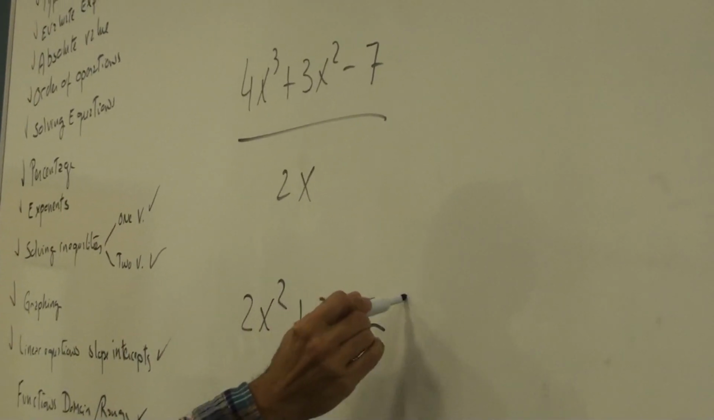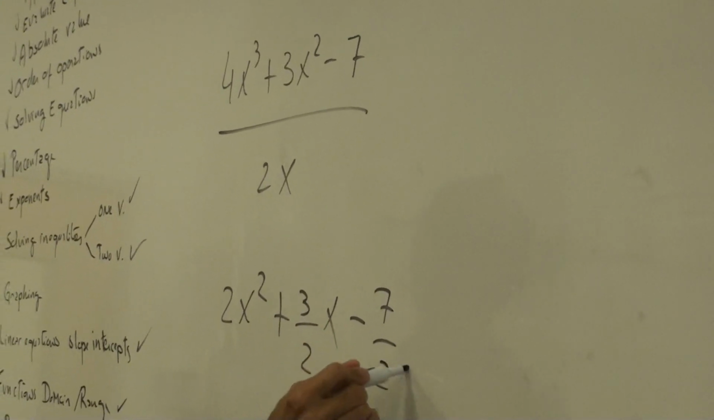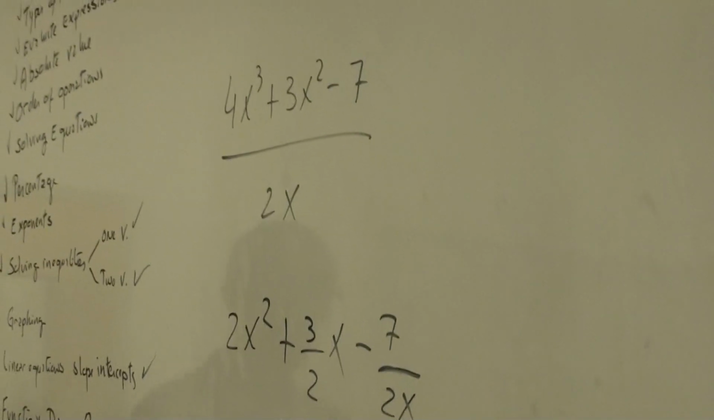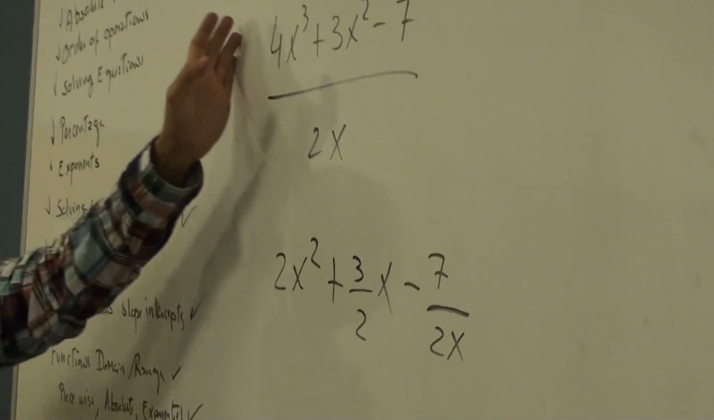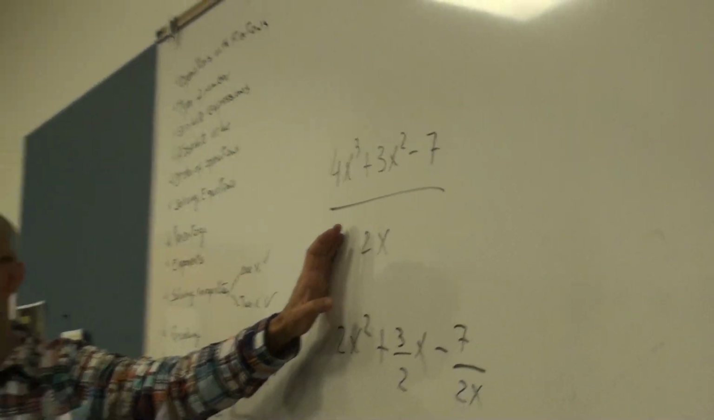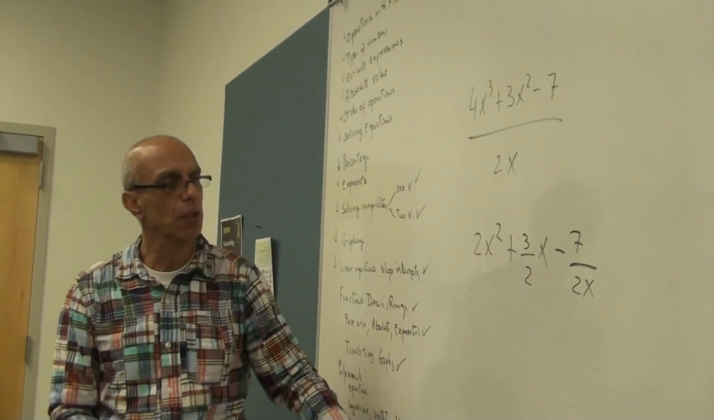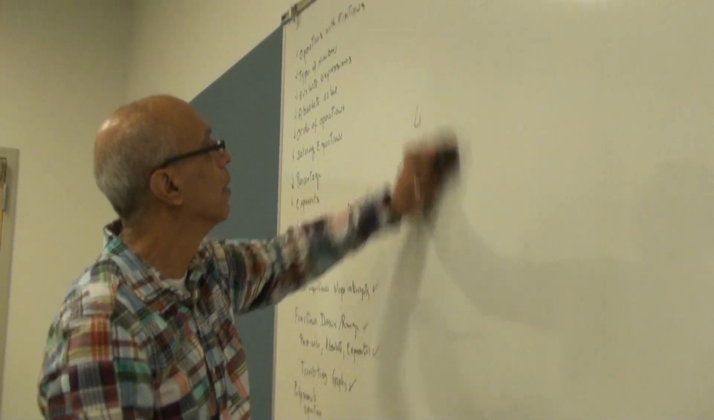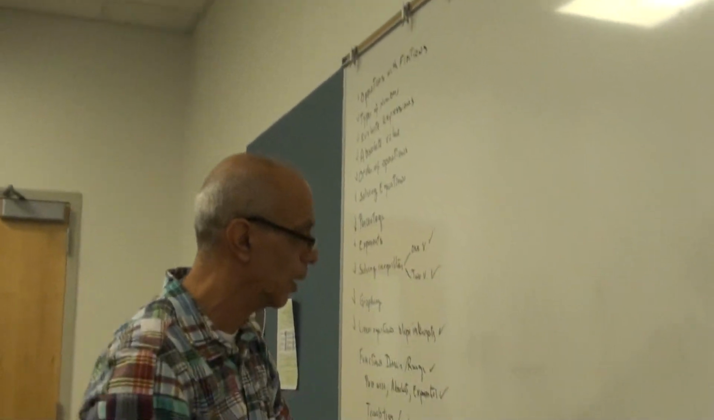And the last one is going to be negative 7 over 2x, okay? I cannot divide that, I just leave it like this. So, it is easy to divide by a monomial, okay? Now, how are we going to divide by a binomial? Well, now you need to work with the long division.